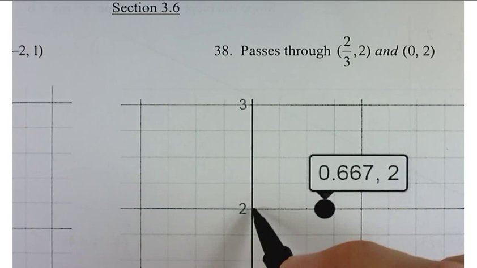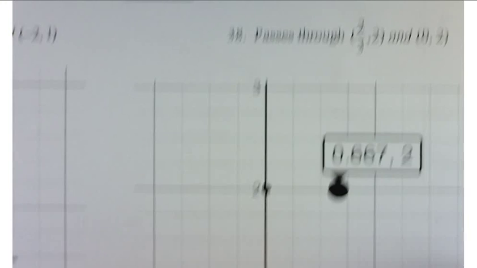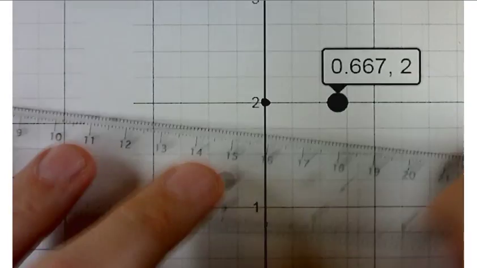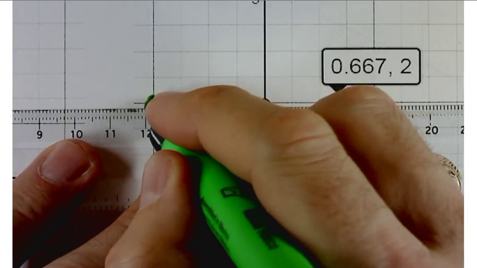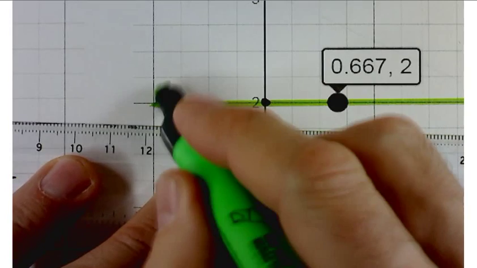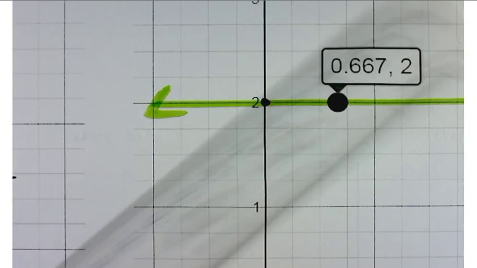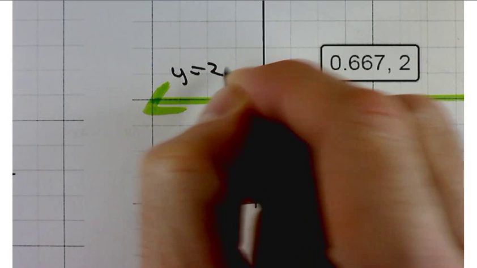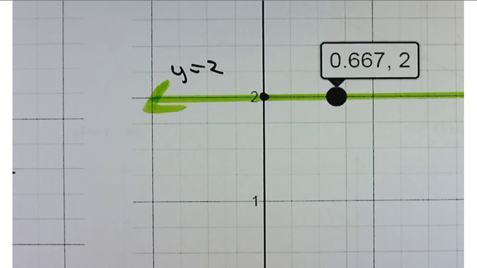All right, so that second point is up here, 0 and 2. I want to find the equation of a line running through both of those 2 points. I know you know it, but who else knows it? What's the equation of this line? Y equals 2. Second one, yes, Sydney. Thanks, Sydney. What's the slope of that line, Sydney?